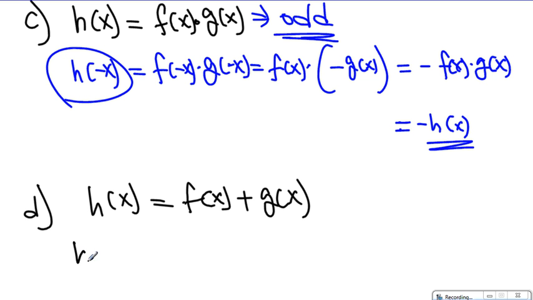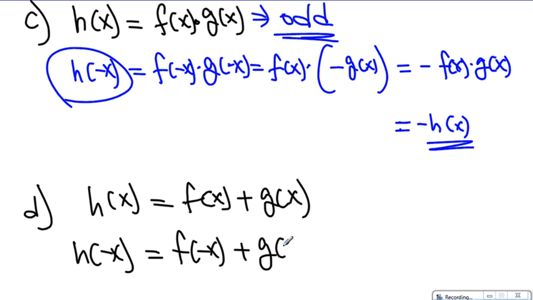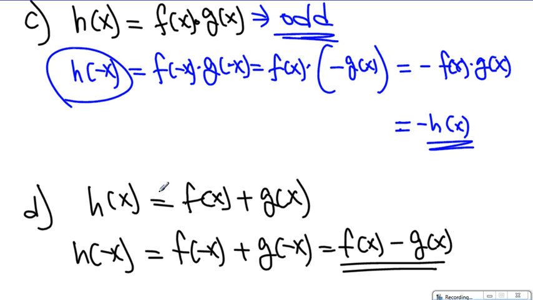So here we have h of negative x. What is this equal to? f of negative x plus g of negative x. Now, since f of negative x is equal to f of x, we call that an even function, and g of negative x will be equal to negative g of x. But wait a minute, what do you realize? Is this in fact equal to h of x? No, this is not h of x nor negative h of x either. So therefore, in this case, the answer would be neither. This is not an even function, nor an odd function.